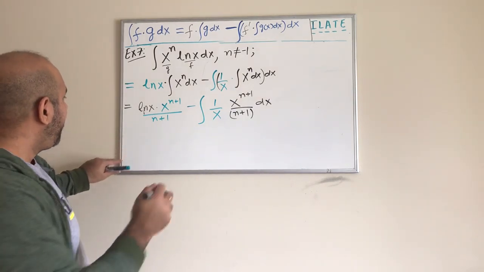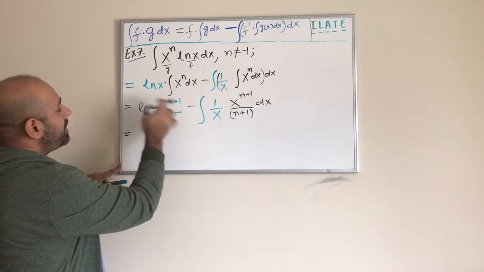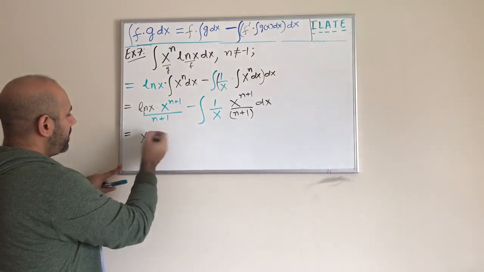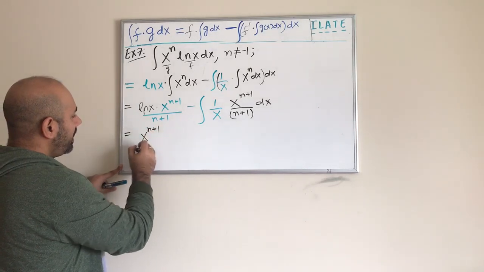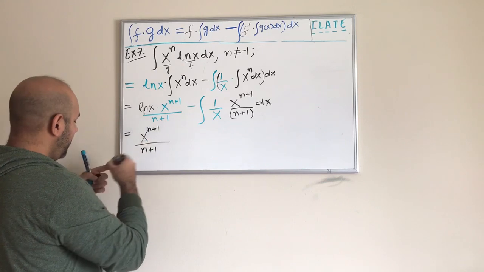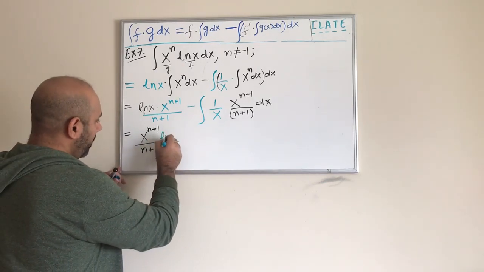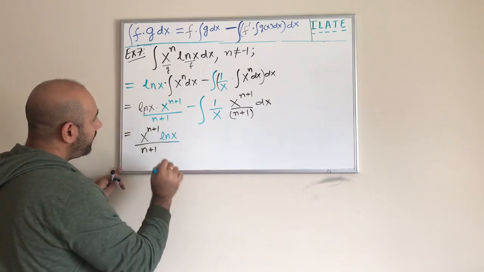Now this is simplified. So here let me rearrange a little bit. We like to have the algebraic function before the log function, so I'm just going to rearrange a little bit. So it's x to the power n plus 1 divided by n plus 1, and then times, of course, this ln of x. Got to write that as well, ln of x, and keep in mind they are multiplied.